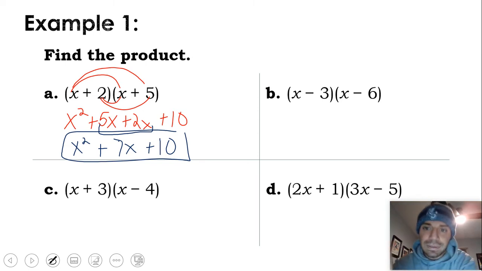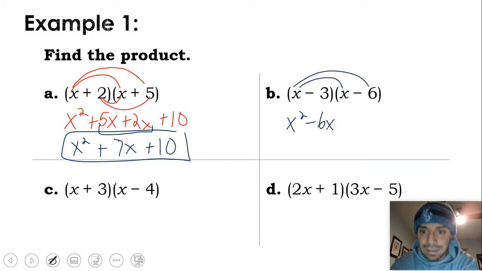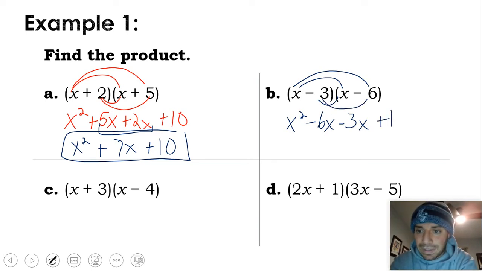Next example. First, x times x is x squared. Outer, x times negative 6 is negative 6x. Inner, negative 3 times x is negative 3x. And last, negative 3 times negative 6 is a positive 18. We can combine our two middle terms here, and we're going to get x squared minus 9x plus 18.